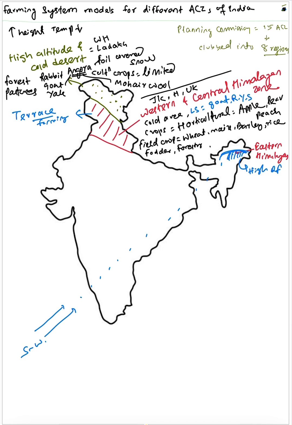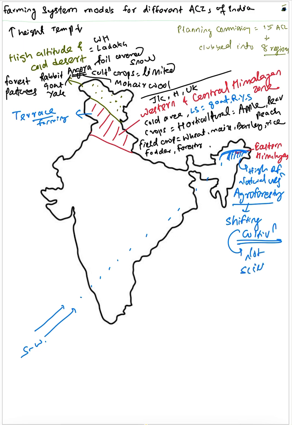Because water availability is very high, natural vegetation is present in this area, and majorly we are going for agroforestry practices. As you know, in the northeastern states like Assam, Manipur, Nagaland, there is high rainfall and agroforestry. We have to remember that in this eastern Himalayan zone, the agroforestry practice is called shifting cultivation.